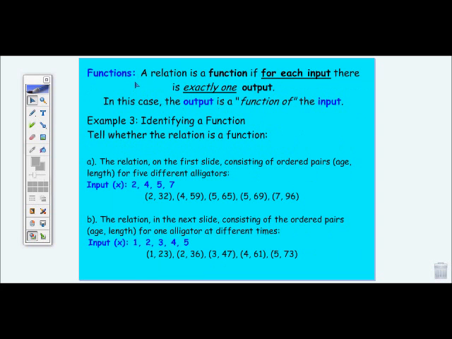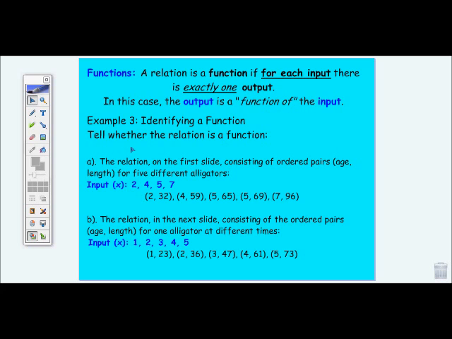Next, we're going to talk about functions. A function is a special type of relation. A relation is a function if for each input, or x, there is exactly one output, or y. In this case, the relation is a function. We call it a function instead of a relation.